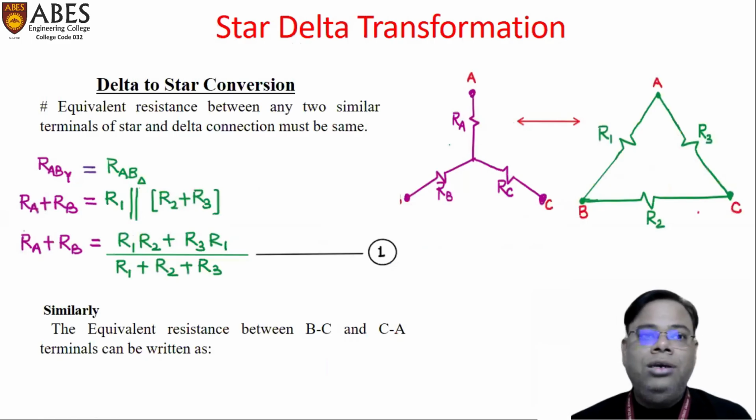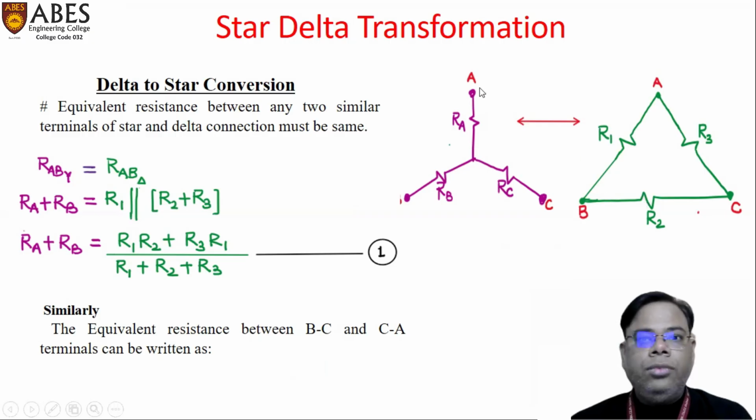Firstly, we will do the delta to star conversion. It means we can convert the delta-connected resistances into star-connected resistances, or you can say we will find the value of star-connected resistances in terms of delta-connected resistances. As you can see, on the right-hand side of this screen, these are the three resistances that are connected in star, and in this diagram, you can see the three resistances are connected in delta.